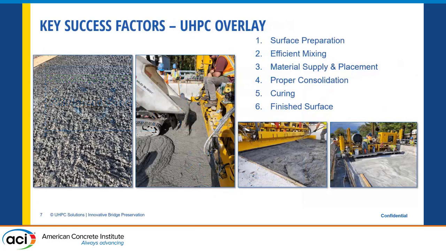What are the key success factors for a UHPC overlay? That really comes down to six items that are critical to be successful. First, for the overlay, it needs to have a proper surface preparation. You need efficient mixing. The material supply must be consistent all the time so that the paving equipment or machine can continuously go. There's no stop and goes. The machine needs to be able to properly consolidate to achieve that bond with the existing deck, curing, and then at the end to get a proper finish.